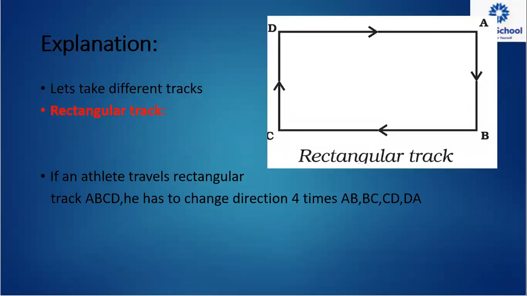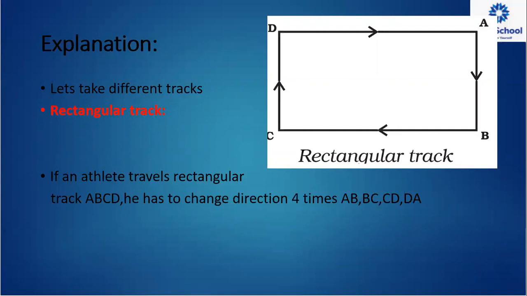Now we have to think, why does a body which is moving in circular motion not maintain a constant velocity? Why is the velocity not constant when a body is moving in a circular path? Let's look at the explanation for this point. Now let's take different tracks. Let's take a rectangular track.